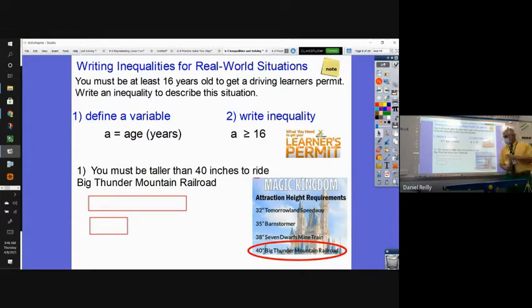All right, here's the next one. You must be taller than 40 inches to ride the Big Thunder Mountain Railroad at Disney World. Okay?